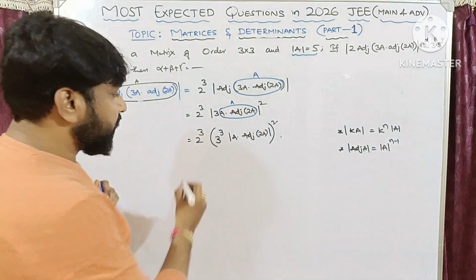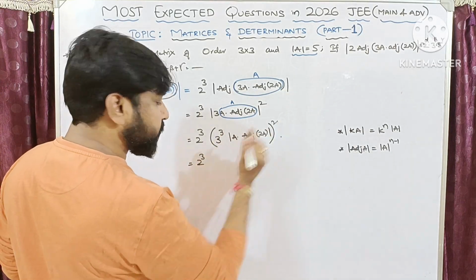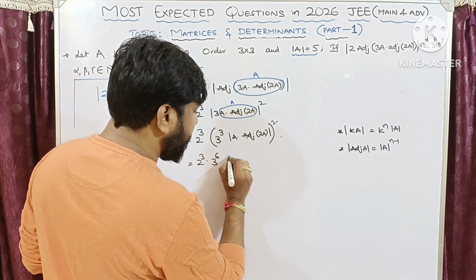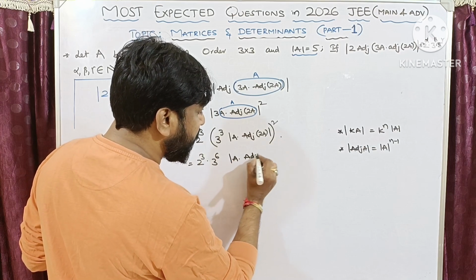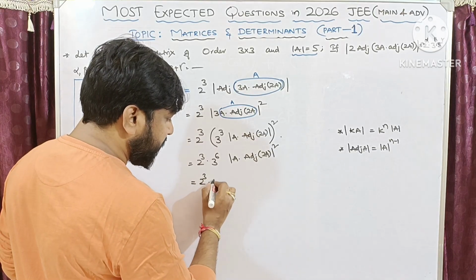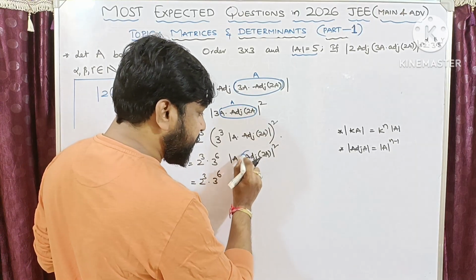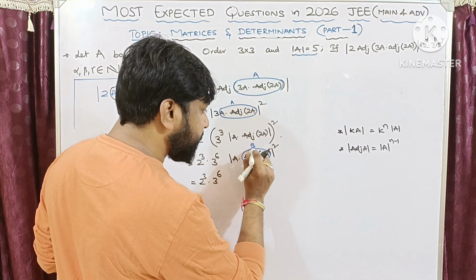Understand? Look carefully. This can be written as 2 cube. Don't simplify. This is 3 cube format. 3 cube whole square, 3 power 6, into the determinant of A into adjoint of 2A whole square. So this can be written as 2 cube into 3 power 6 into. Coming to here, now it is of the form: A is a matrix, adjoint of 2A is also a matrix. Let it be called something like B.